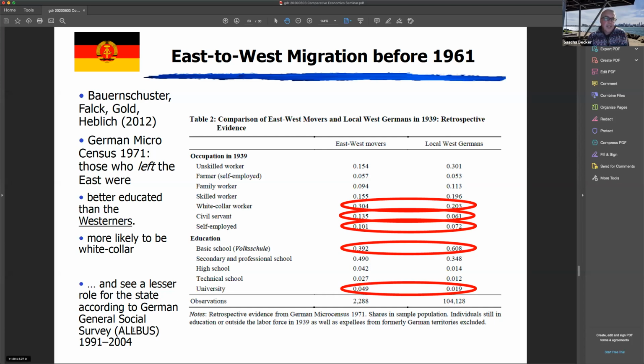Also from yet another data set that also has this origin in the West or in the East question, we know that these people that migrated West see a lesser role for the state. So that may reflect then also a higher role for the state for those who stay behind in the East.